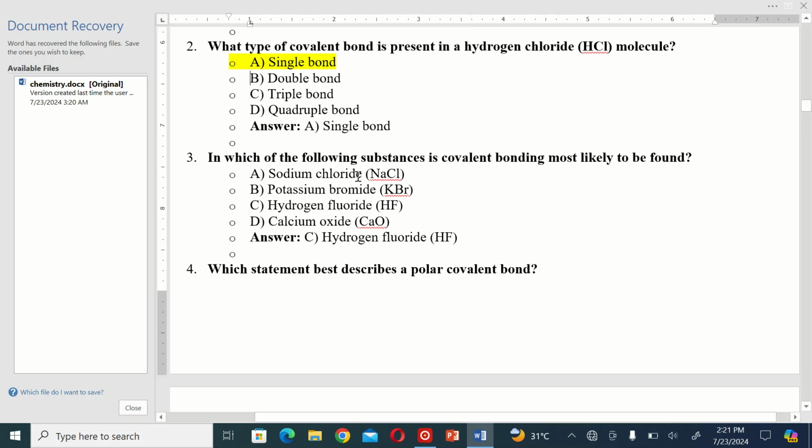In which of the following substances is covalent bonding most likely to be found? A. Sodium chloride. B. Potassium bromide. C. Hydrogen fluoride. And D. Calcium oxide. So the correct option is C. Hydrogen fluoride.